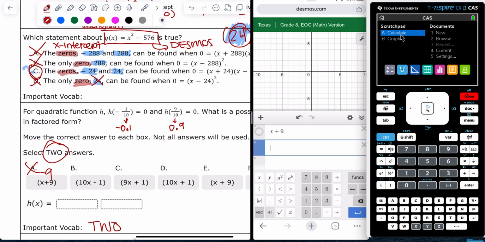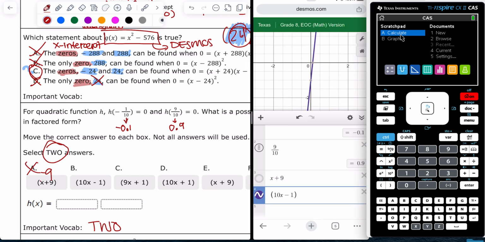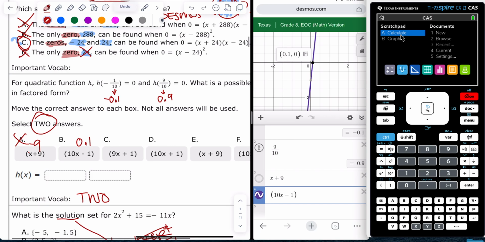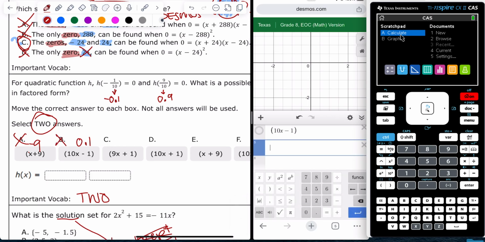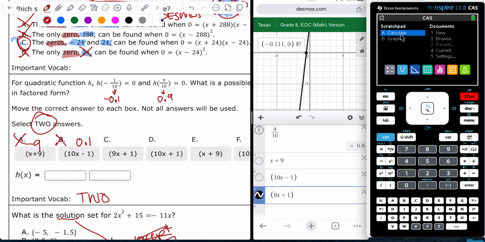Now let's try B. B is 10. Oh, I forgot the parentheses. Parentheses 10, x minus 1. And if I click on the x-axis, that's 0.1. I know I'm looking for negative 0.1. This is positive 0.1, so I know B cannot be my answer. It's not the right one. So now for the next one, C, parentheses 9x plus 1. If I zoom into my x, that is negative 0.111. So maybe, because you have negative 0.1, that's very close to my answer. So maybe C.